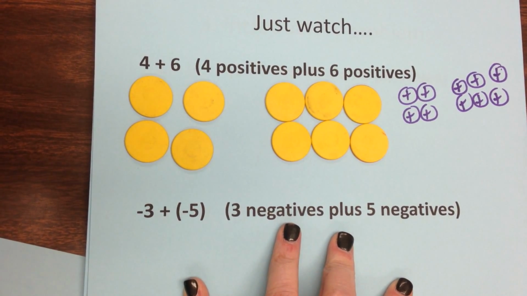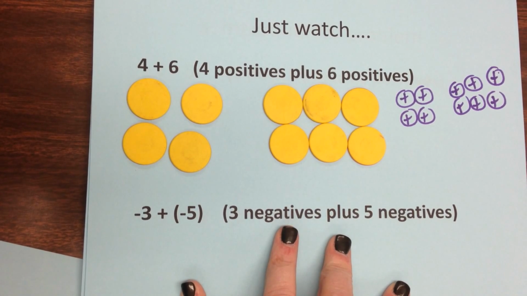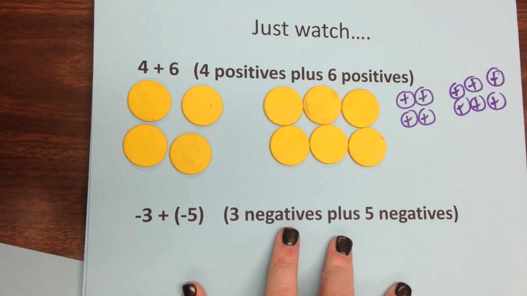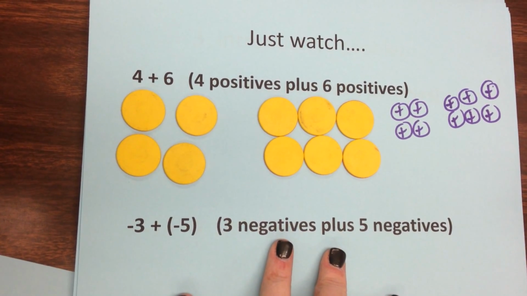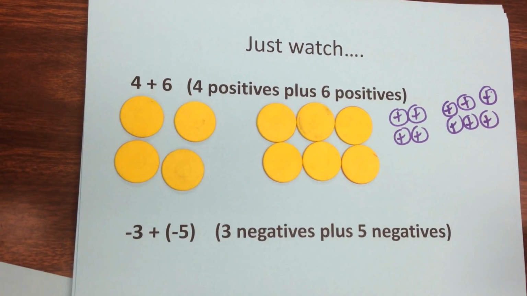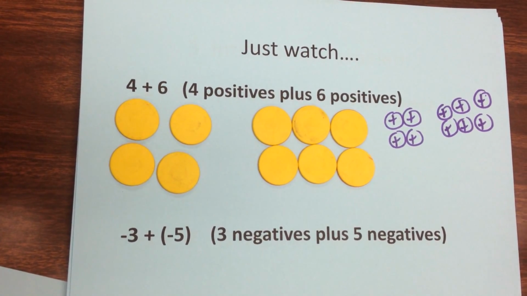If you don't want to draw them, you could use this at home with maybe pennies and nickels, or you could use 2 different colors of beans, or you could use Fruit Loops. Anything that you can group 2 different types of things together to represent this.